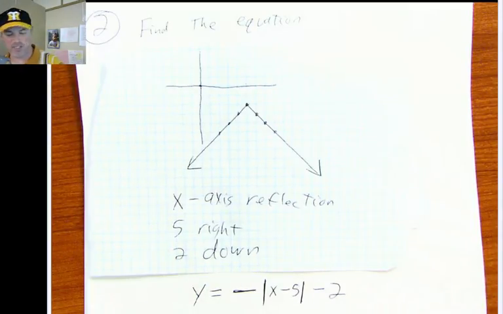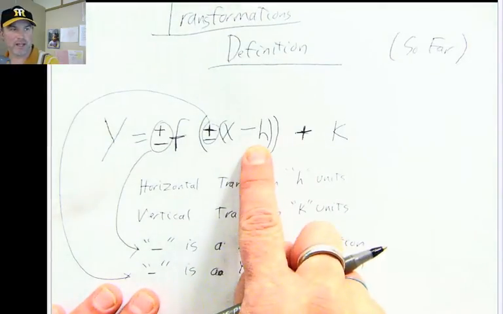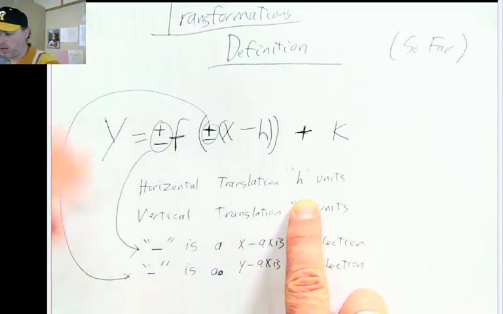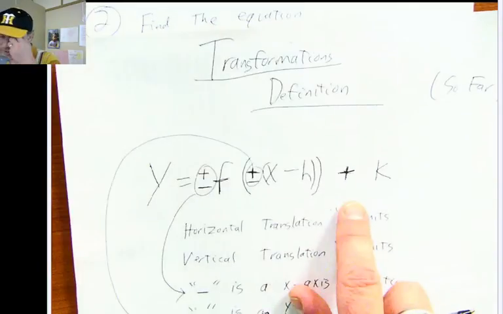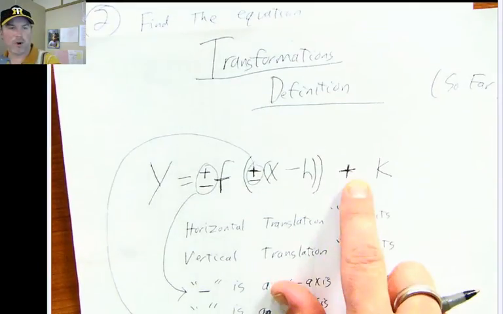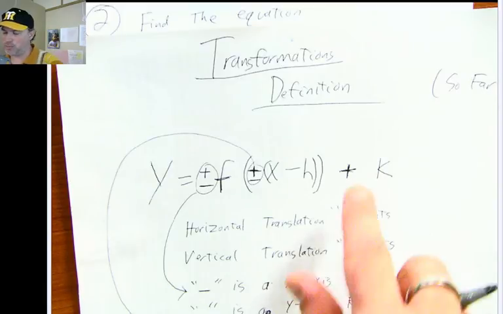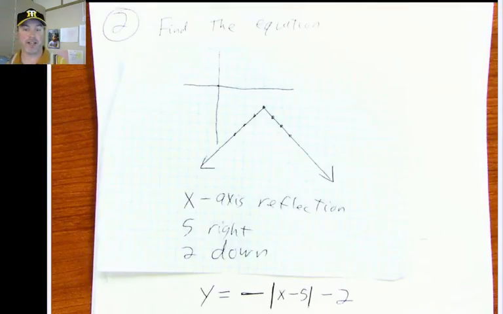And once again, just using this as a guide. When it says x minus h, that's a translation of h units. So it's going right 5, so just x minus 5. The down 2, it's normally plus k for a vertical translation of k units. So if it's going down, you would actually subtract, so the minus 2. So that's finding the equation.